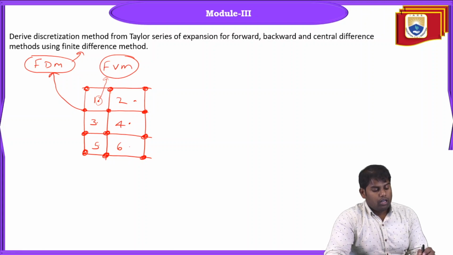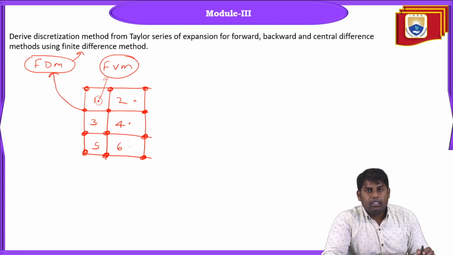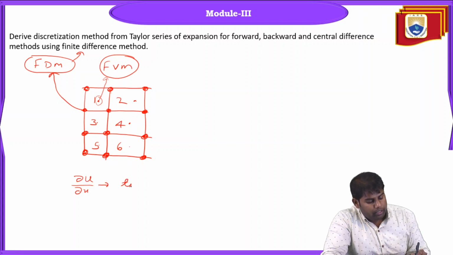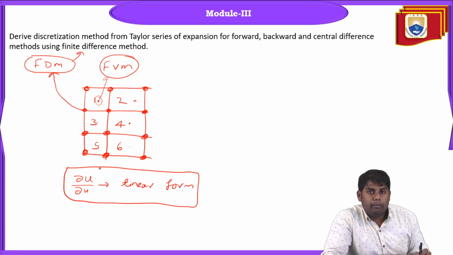Now, the meaning of discretization is to convert the partial differential equation, let's say du by dx, into linear form. When you change this partial derivative into linear form in terms of index notation, that methodology is called discretization. Basically we do it using the Taylor series expansion.